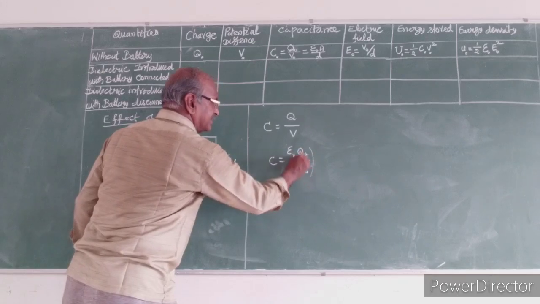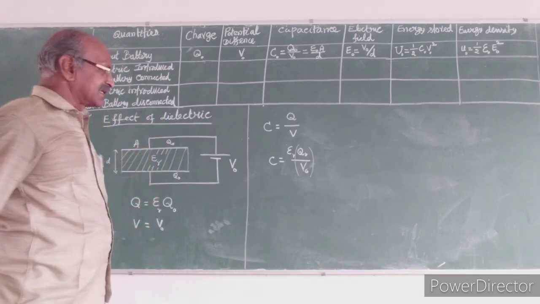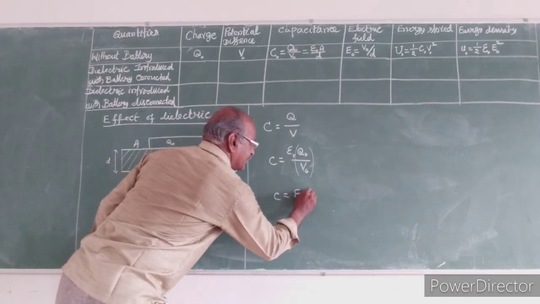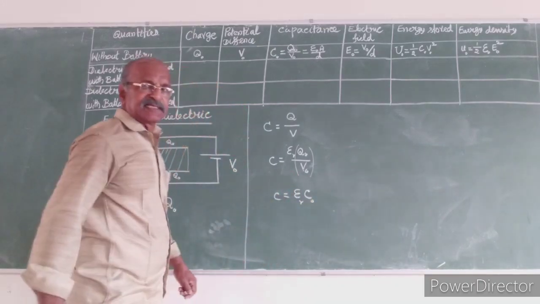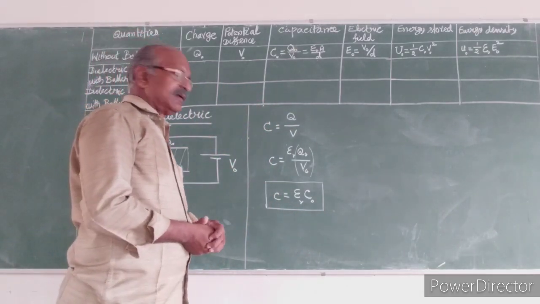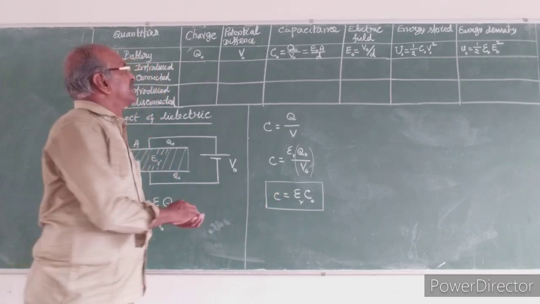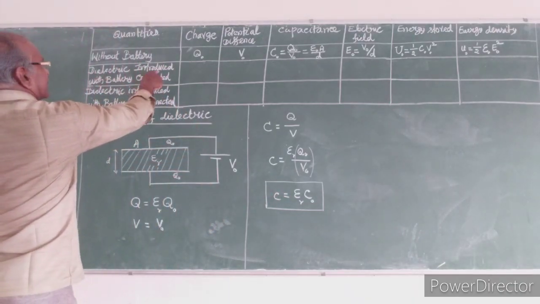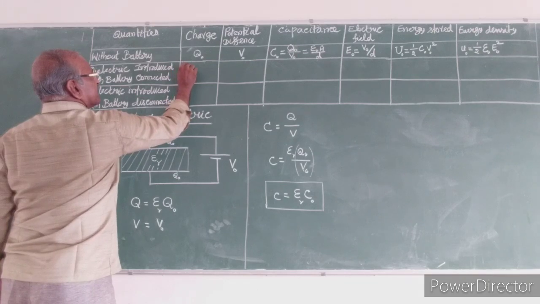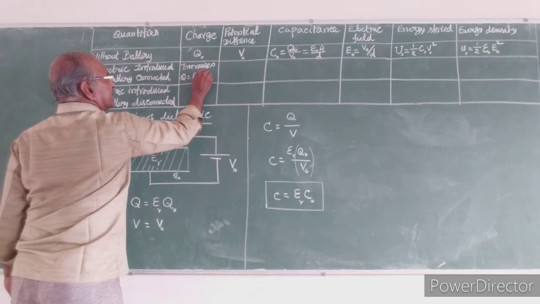So the quantity within the bracket is nothing but the capacitance without introducing the dielectric. So therefore, the new capacitance is epsilon r times the original capacitance. As epsilon r is always greater than 1, the new capacitance increases by epsilon r. So with the dielectric introduced with the battery connected, the new charge increases. The charge value is Q equal to epsilon r into Q naught.